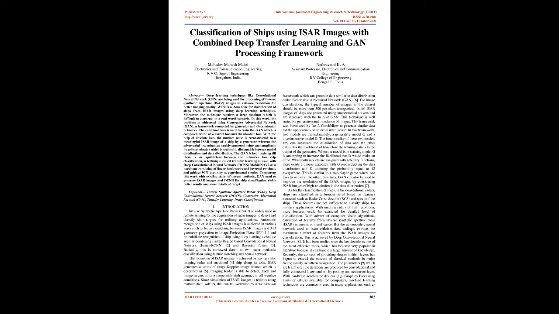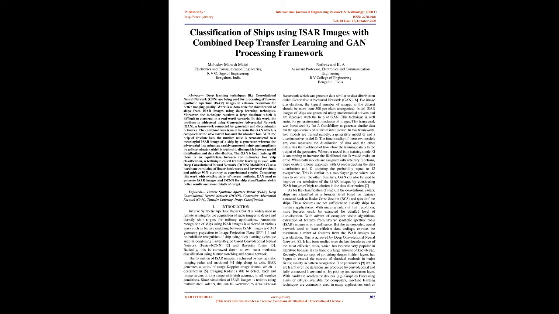With the help of absolute loss, the random noise is reconstructed to a meaningful ISAR image of a ship by a generator, whereas the adversarial loss enhances weakly scattered points and amplitude by a discriminator which is trained to distinguish between model distribution and data distribution. The GAN is kept training till there is an equilibrium between the networks.